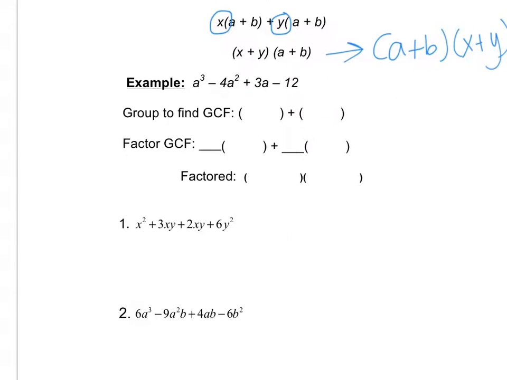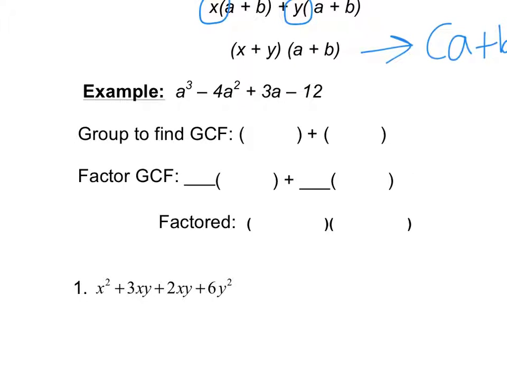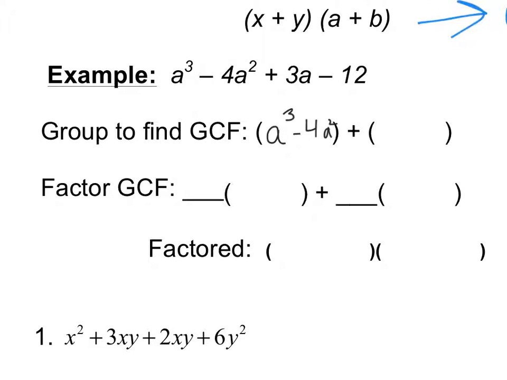So let's look at this example. Do I have four terms? 1, 2, 3, 4. Yes. So now I have to group the first two together and the next two together. So A to the power 3 minus 4A to the power 2. Now, what about the next two terms? 3A minus 12. Let's group them together. So the first step is done.